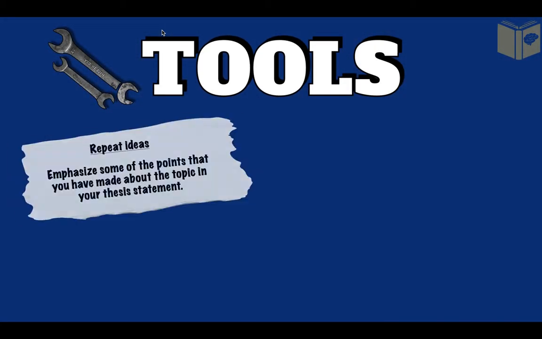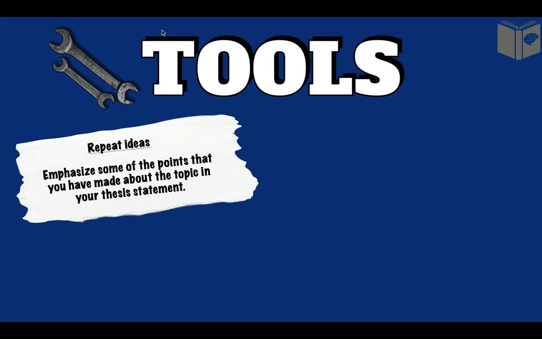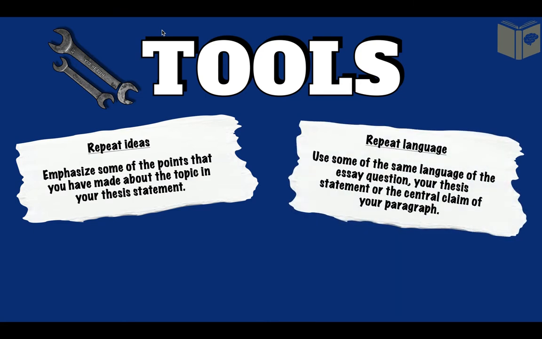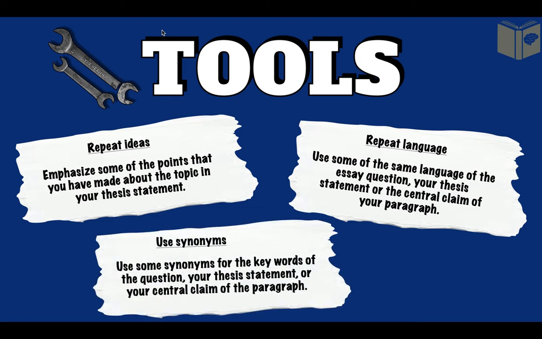So how can you do that? Well, you need to repeat ideas, emphasize the main points that you've made about the topic in your thesis statement or the claim in your paragraph. Repeat language. Use some of the same words as the question or the thesis statement or the central claim in your paragraph. And use synonyms. Change particular words so it doesn't feel too repetitive.